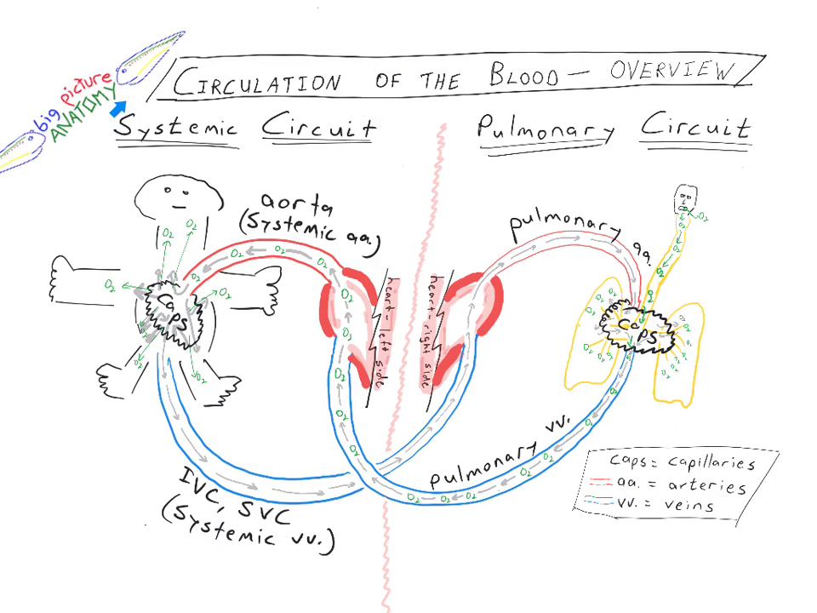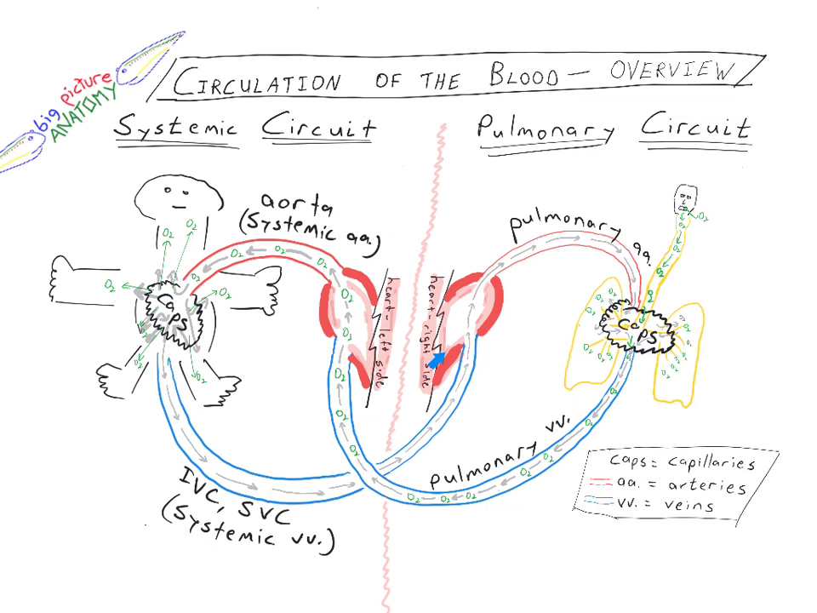All right, this is Big Picture Anatomy with a look at an overview of the circulation of the blood. At the heart, no pun intended, of the circulatory system is, of course, the heart itself, which this is a very schematic view, and we've divided the heart into the left side and the right side, and we're going to take a look at how the right side of the heart pumps blood into what's called the pulmonary circuit, and the left side of the heart pumps blood into what's called the systemic circuit, and how it all works together.